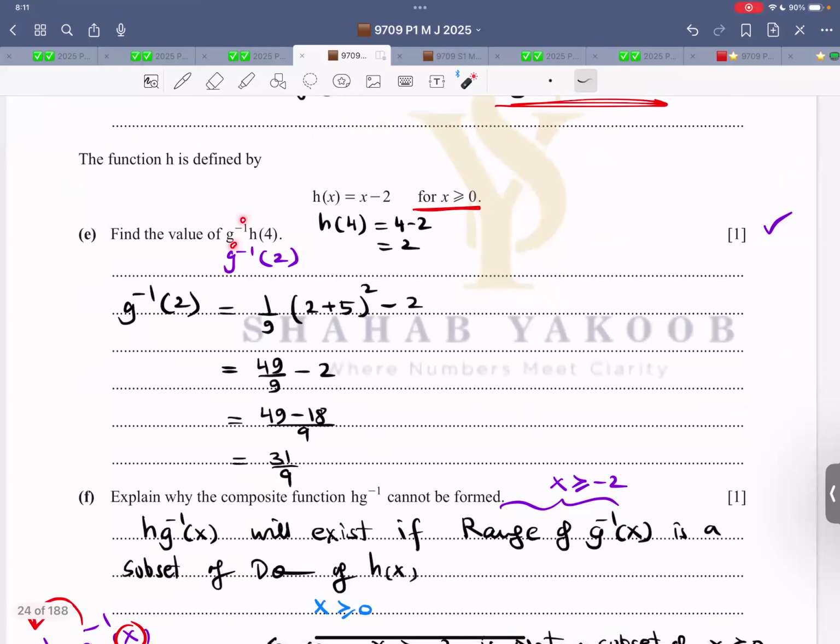h(x) is there, G inverse of h of 4. First evaluate. They're not asking for the expression. Just evaluate h of 4. That comes out to be 2. So now this h of 4 is 2. So now in place of h of 4, we are writing 2. Now plug in this 2 in G inverse, simplify, you get 31 over 9.